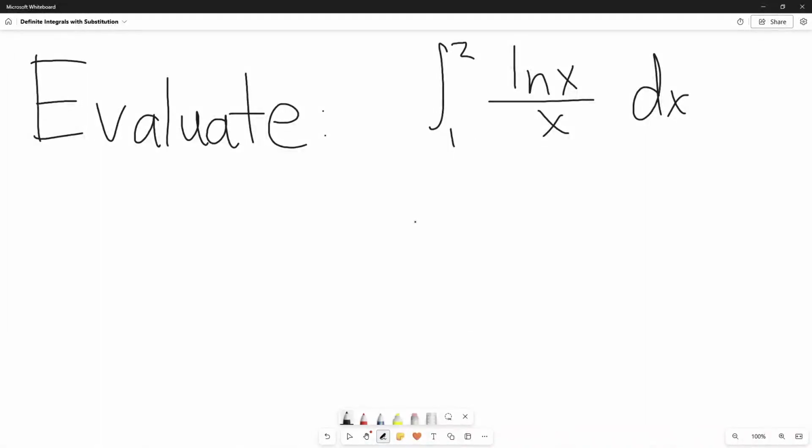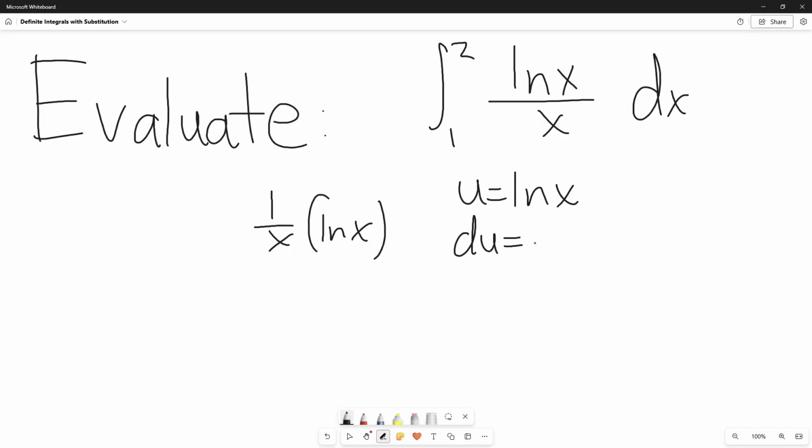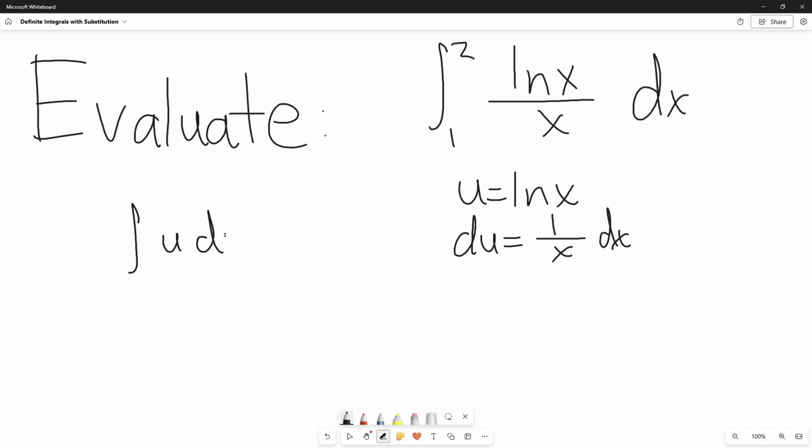Now, let's get into some practice problems. If you think you know how to do this one, pause the video and try it. This one says to evaluate the definite integral from 1 to 2 of ln x over x dx. And first we need to u sub, and you can notice that we can separate ln x over x into 1/x times ln x, and then the u sub is pretty obvious there. It's just u equals ln x, and then du equals 1 over x dx. So our integral turns into the integral of u du.